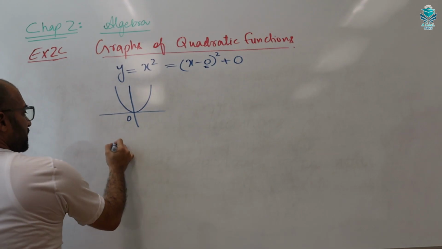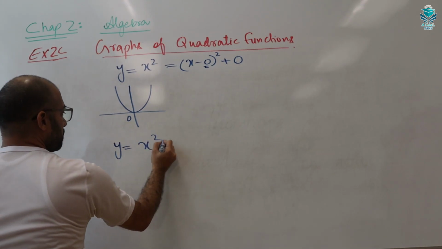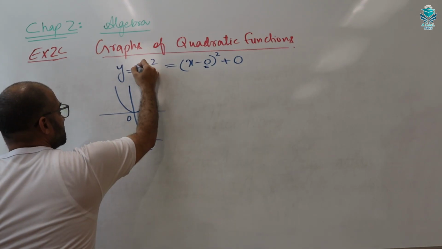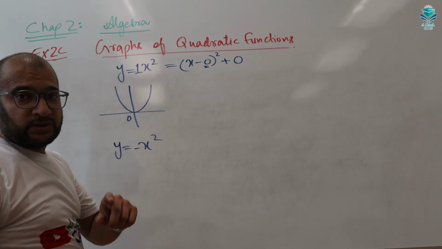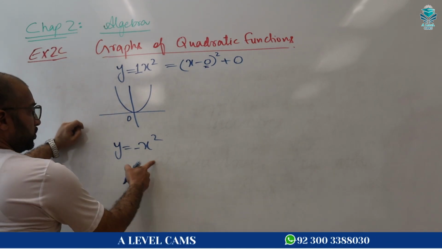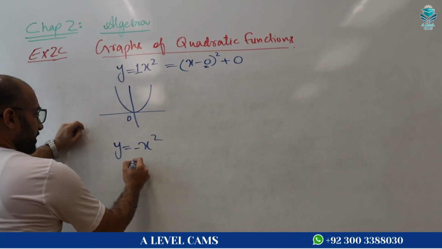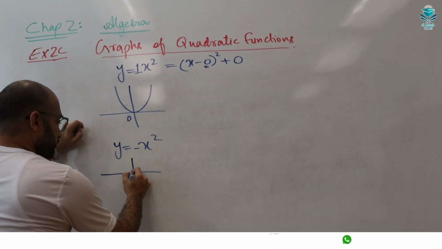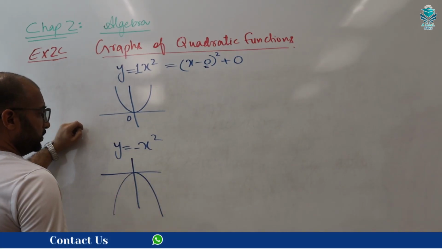So if we write down y = −x², here you can see that if the coefficient of x² is positive, it means it opens on the upward side. So if we have a minus, the graph will be towards the downward.